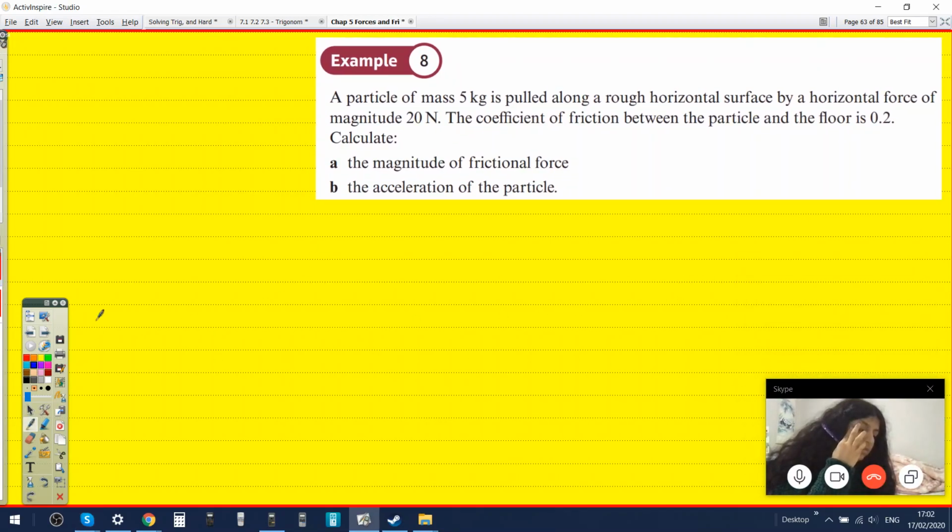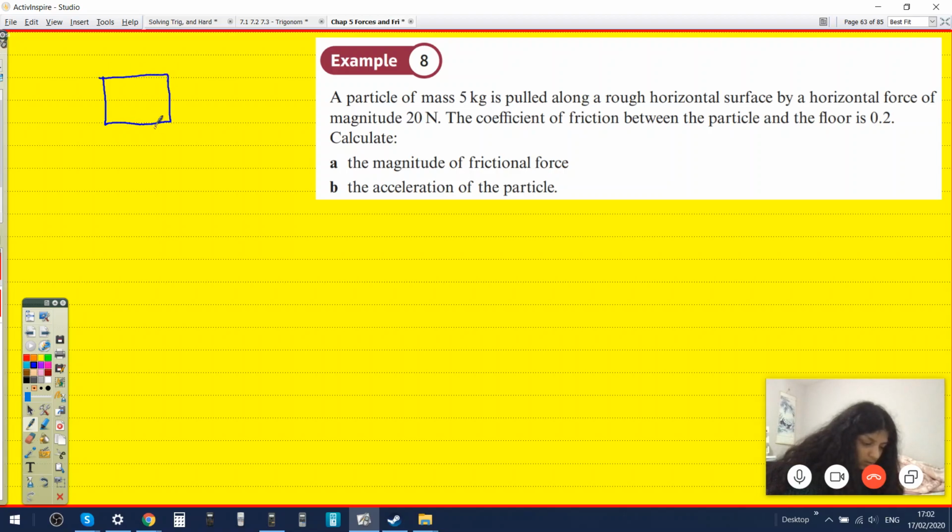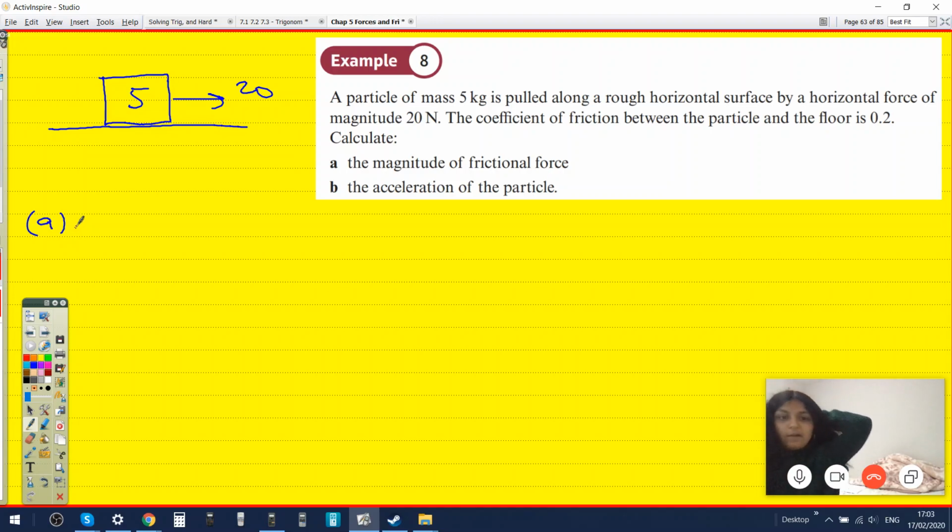It tells you that the coefficient of friction is 0.2, but you have to find the resultant force first. Oh, it doesn't give you acceleration, so do you find what F is? We're told F equals mu R?